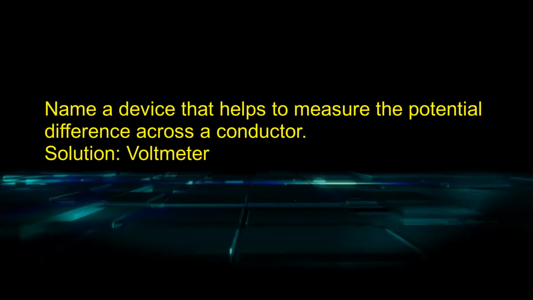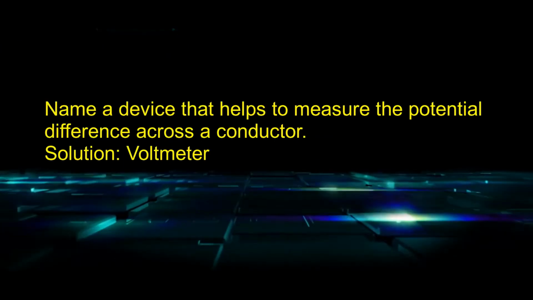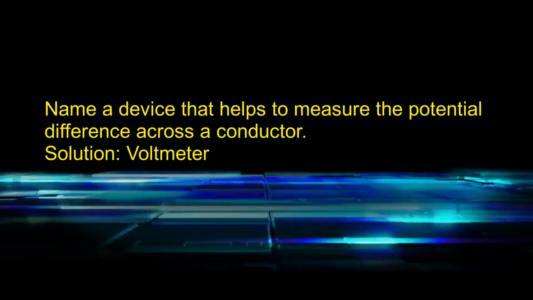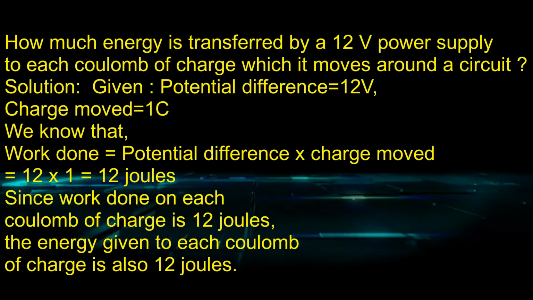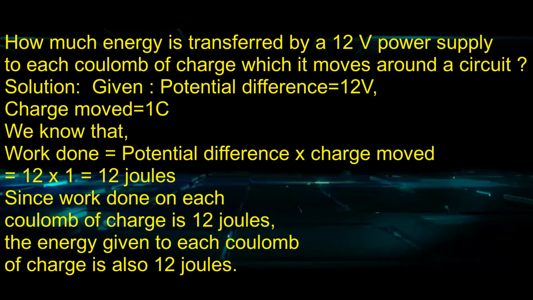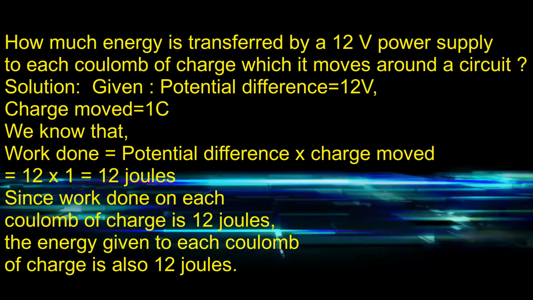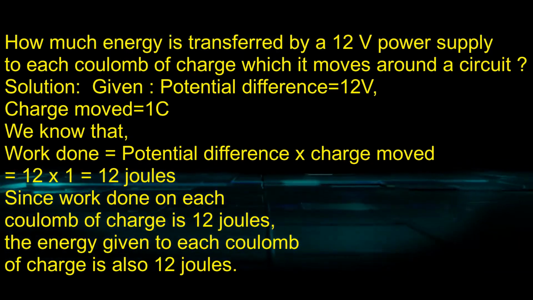A. Name a device that helps to measure the potential difference across a conductor. Solution. A. Voltmeter. B. How much energy is transferred by a 12 V power supply to each coulomb of charge which it moves around a circuit?